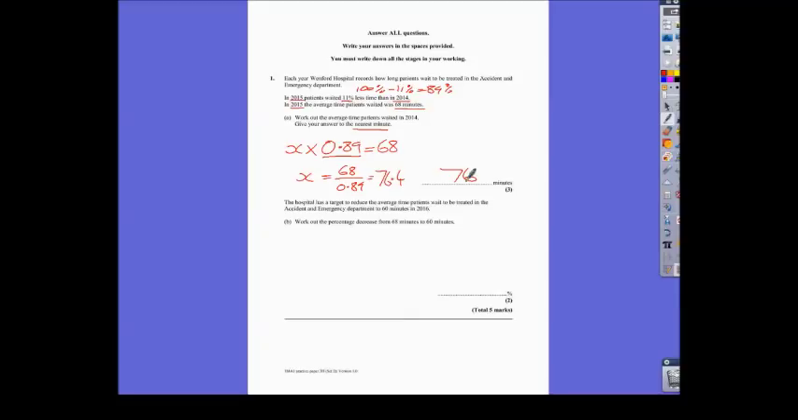The hospital has a target to reduce the average time patients wait to be treated in the Accident and Emergency Department to 60 minutes in 2016. Work out the percentage decrease from 68 to 60. Well, the decrease is 8 minutes compared to the original 68 minutes. And to convert to a percentage, we times by 100. So on your calculator, that would give you 11.76. So we'll round that to 11.8%.